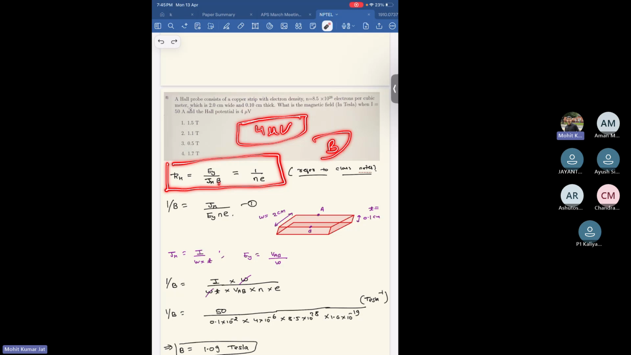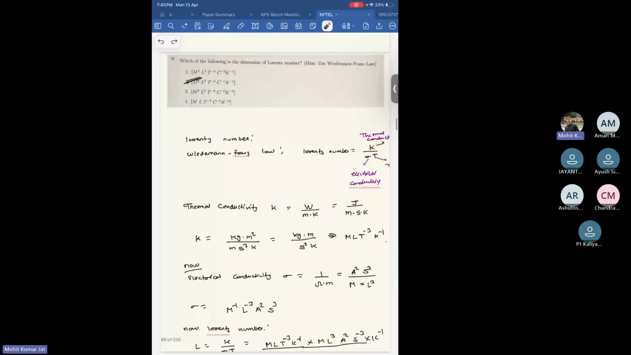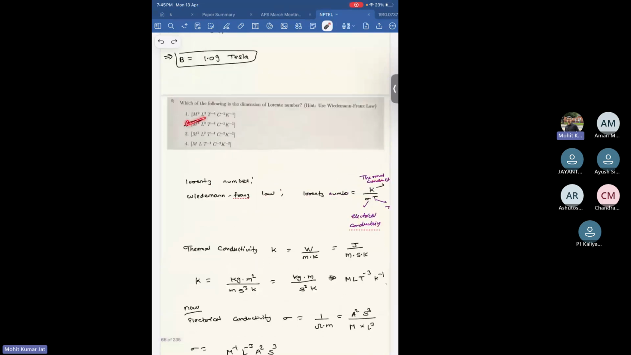So given 4 microvolt, you are asked to find the magnetic field B. In this equation, you calculate B given all the parameters, and it comes out to be 1.09 Tesla. Next: which of the following is the dimension of the Lorentz number? The Lorentz number is nothing but the constant in the Wiedemann-Franz law. Knowing the thermal conductivity dimension, the electrical conductivity dimension, and the temperature, you can extract the dimension to be this one.